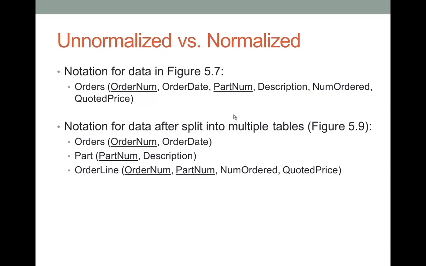So we'd actually have an orders table where the order number and the order date are the only fields. A part table that contains the part number and the description, and then that order line or order detail table that shows the order number, the part number, the number ordered, and the quoted price. If it has to do with the order, it's in this table. If it has to do with the part, it's in this table. If it has to do with the order of that part, then it would be in this table down here. This now meets second normal form.